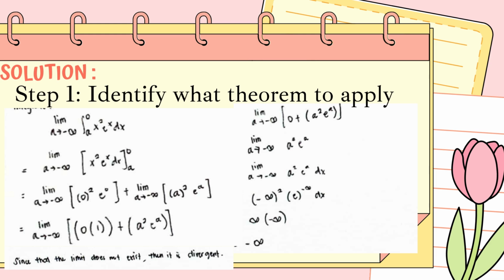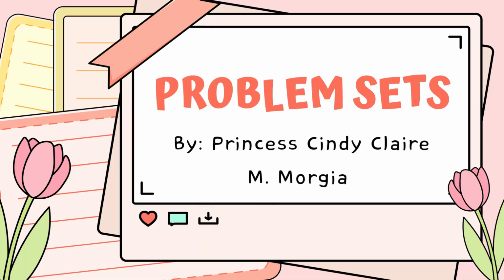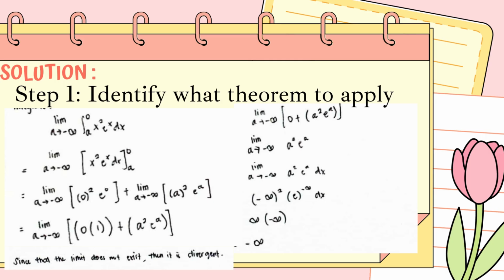Then we will apply the limit. So we will have negative infinity squared times e to the power of negative infinity. Negative infinity to the power of 2 is positive infinity. Then e to the power of negative infinity is negative infinity. Then positive infinity times negative infinity is negative infinity. So therefore the limit is divergent. Since the limit does not exist, it is divergent.